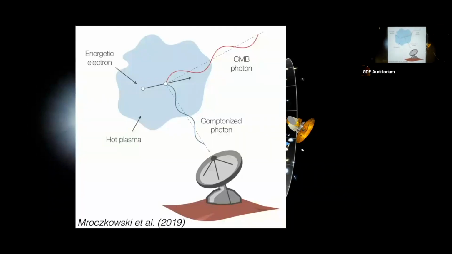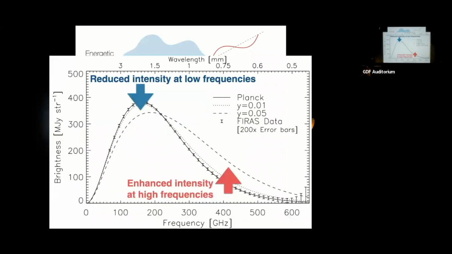So you have a CMB photon that gets hit by energetic electrons inside of hot plasma. Then you get a blue-shifted, Comptonized photon, which we measure by radio telescope. That's called the Sunyaev-Zeldovich effect. And this is the CMB spectrum. These data points are FIRAS measurements.